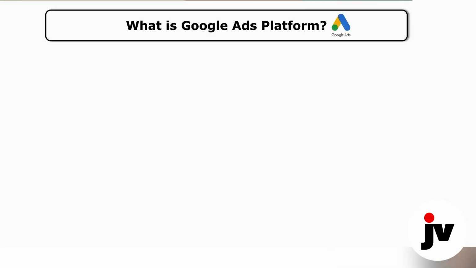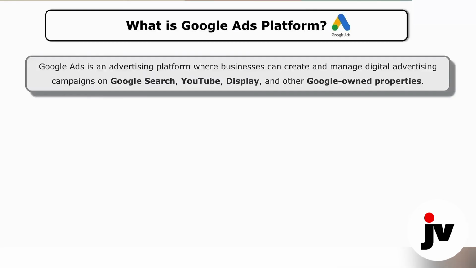So what exactly is the Google Ads platform? It is an advertising platform where businesses can create and manage digital advertising campaigns on Google Search, YouTube, the Display Network, and other properties owned by Google. So it is an online advertising platform. It connects businesses with a global digital audience. Now it works on a pay-per-click model where advertisers bid on keywords related to their business. That is for the Google Search ads, and it is one of the most popular areas to advertise.